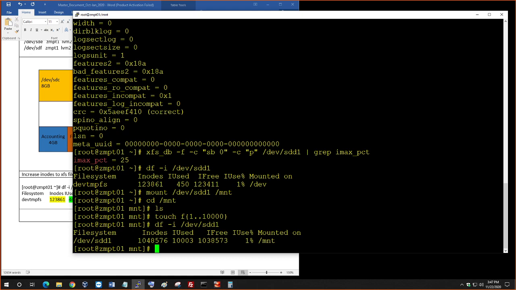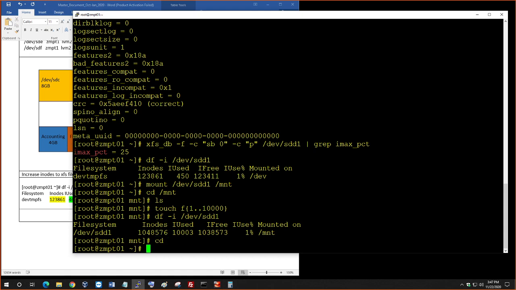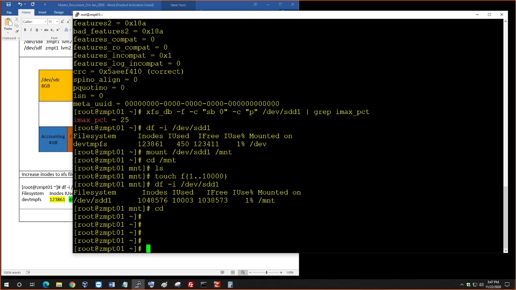Now what I want to show is this: I want to increase the inodes, and when I increase them, the data should still be in there. Okay, so now I'm going to run the command xfs_growfs, file system, hyphen m.